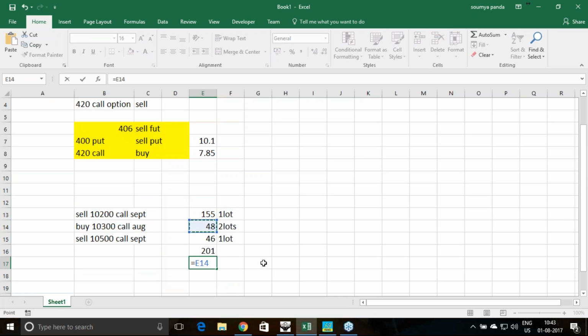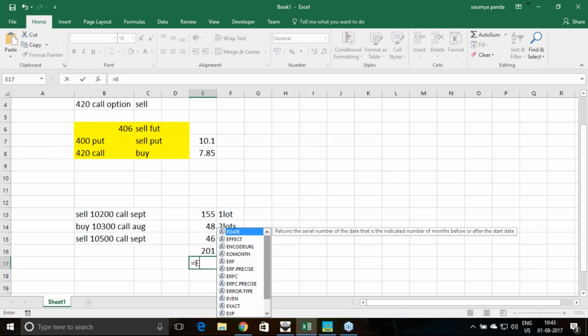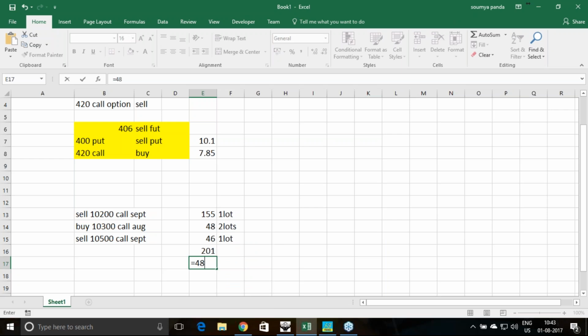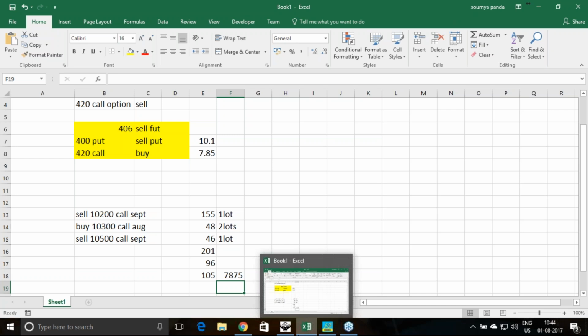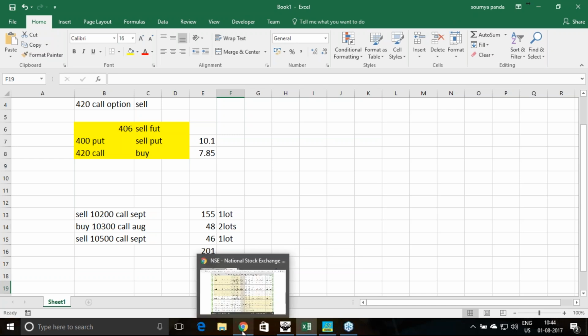I have bought this 48, 2 lots. So I have paid a debit of 96. So net I have received is 105 points. So this translates to a gain of 7,875 currently. I'll be holding on to this particular strategy.